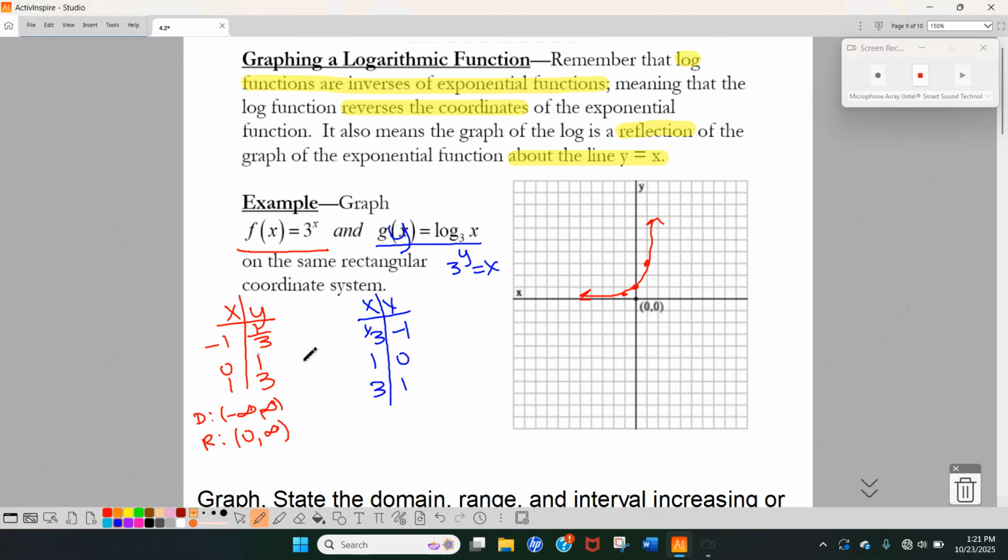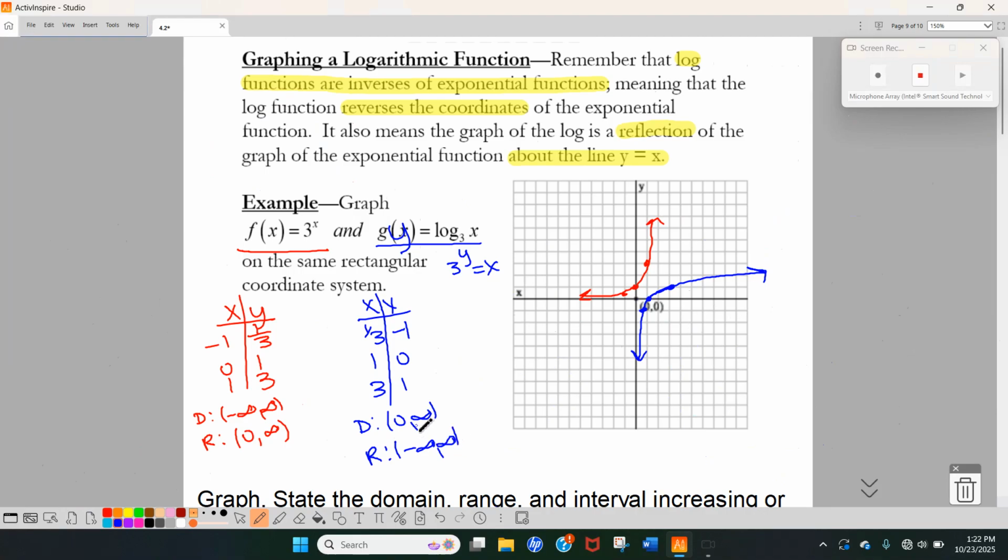It switches x and y, which is how inverses work. All right, so then we have a point at (1/3, -1), (1, 0), and (3, 1). So this one is going to hug the y-axis, and it's going to go off towards the x's. All right, so that's still increasing, but the domain is now restricted from 0 to infinity, and the range can be all real numbers. Since the x and y switched, the domain and range also switched.